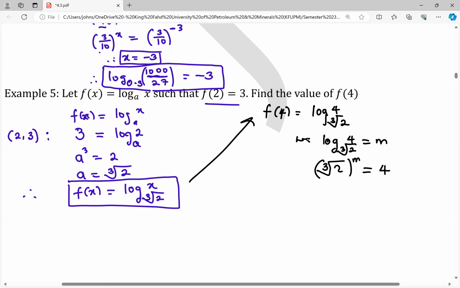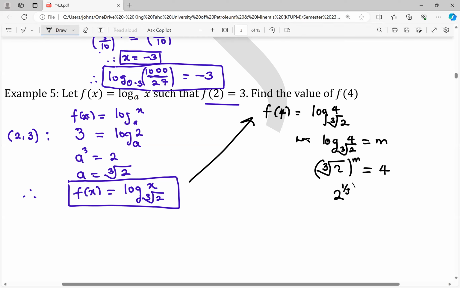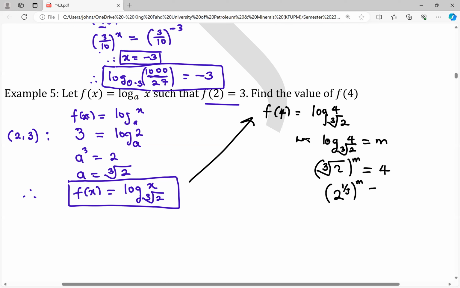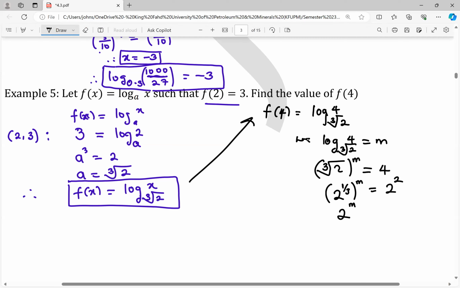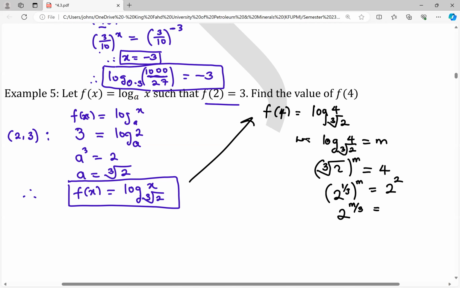So what can we do? What is the meaning of this? The cube root of 2 is nothing but 2 to the power 1 over 3, everything to the power m. And this we can write as 2 to the power 2, right? So this means that 2 to the power m over 3 equals 2 to the power 2.